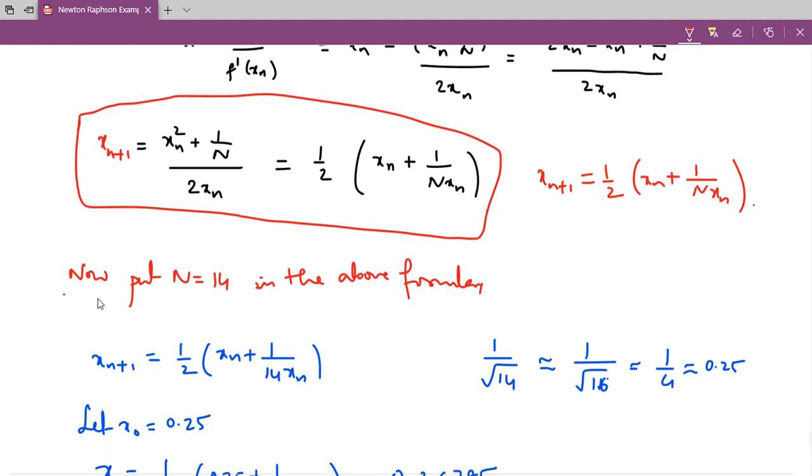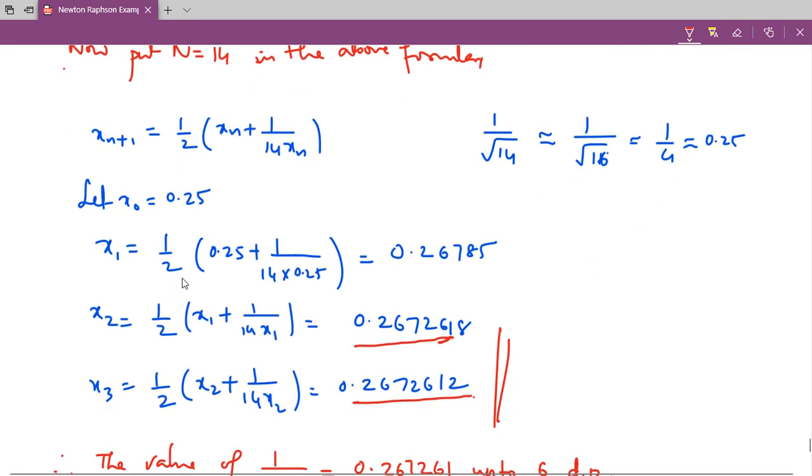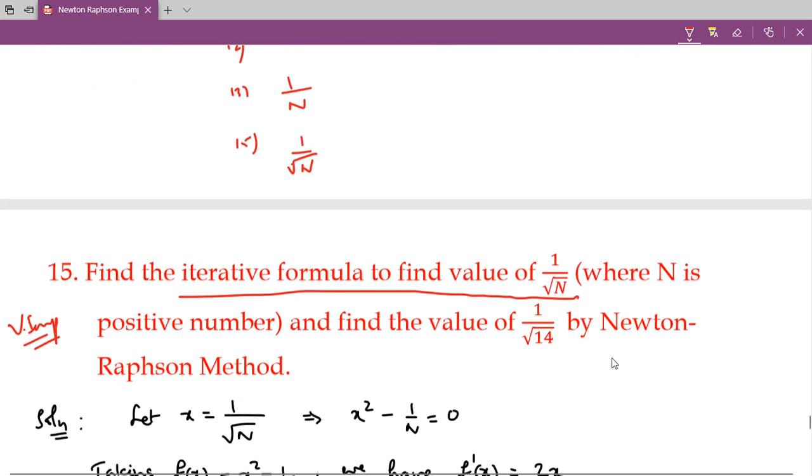To find the value of 1 by root 14, put n equal to 14 in the above formula, we get xn+1 = 1/2 (xn + 1/(14 xn)). We know that 1 by root 14 is approximately 1 by root 16, that is 1 by 4, that is 0.25. So let us start with 0.25 as x naught. Then we get x1, x2 and x3, and within 3 steps the root has converged. We got the value of 1 by root 14 as 0.267261 up to 6 decimal places. So this is all about the Newton-Raphson formula.